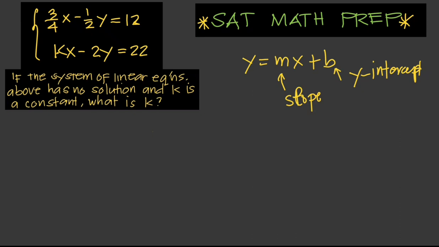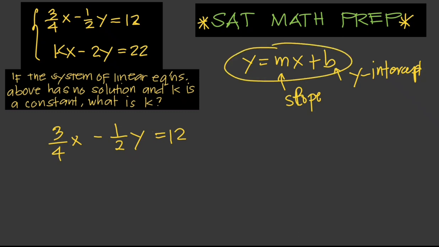Before we set the slopes of these two equations equal to each other, we just have to simplify each equation. So we have 3/4 x minus 1/2 y equals 12. Let's simplify this and write it in slope-intercept form. We multiply both sides by 4. This one cancels out, and 4 times the equation would be 3x minus 2y equals 48.